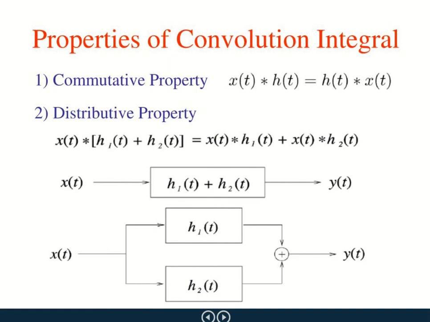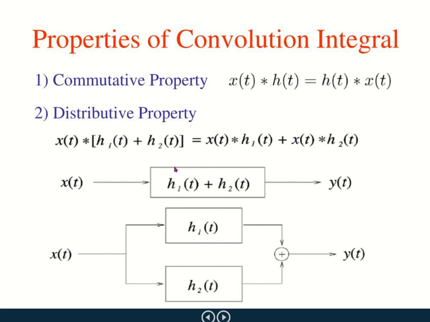The second property is the distributive property, and it says that if x is convolved with the sum of h1 and h2, this is equal to x convolved with h1 plus x convolved with h2. This could be thought of through the given block diagram, where you have the system with impulse responses h1 and h2 added together and x given as input. This represents the left hand side of this equation. So x is the input, h1 plus h2 is the total impulse response of the given system. Then the output y will be x convolved with the impulse response given here.